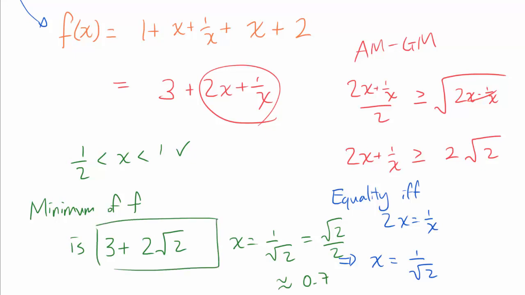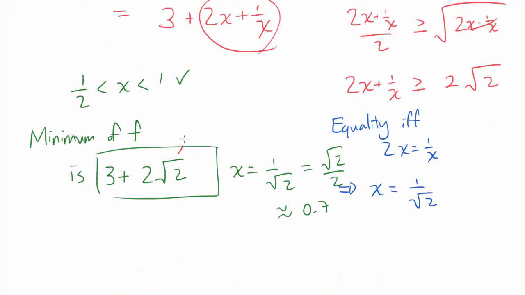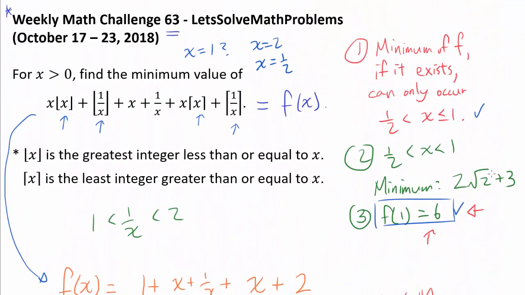So we have found the minimum value for x between 1/2 and 1, and we recognize that this is actually less than 6 because the square root of 2 is around 1.4. This entire thing is around 3 plus 2.8, or 5.8, and this thing is less than 6. So we have shown that 2 times the square root of 2 plus 3 is the minimum of f, occurring at square root of 2 over 2.